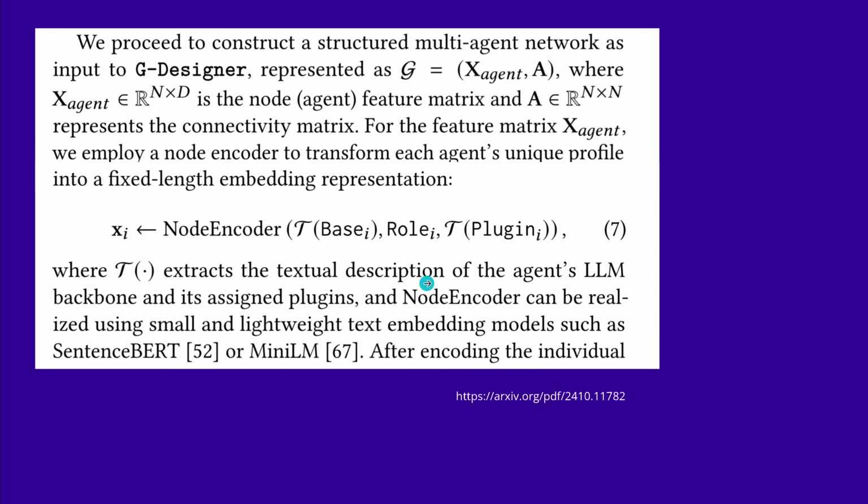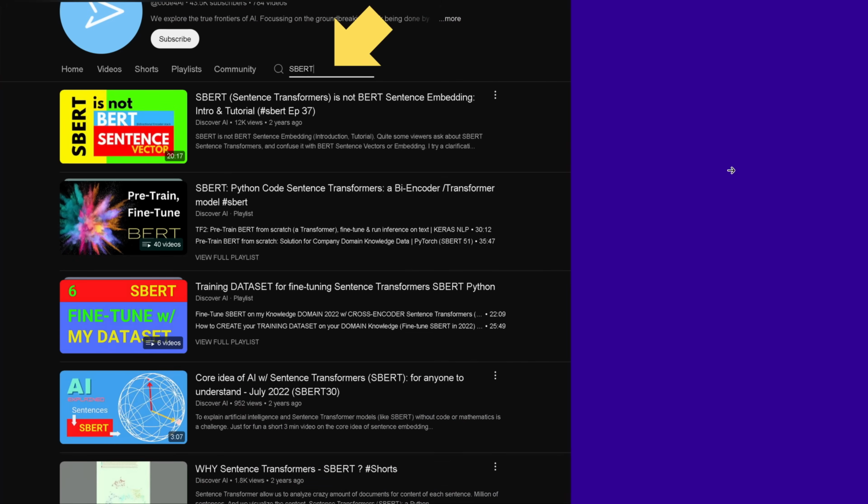And now the node encoder can be realized using simple text embedding from SBERT or other systems. So you see, we transfer our textual information into a vector representation with a node encoder.